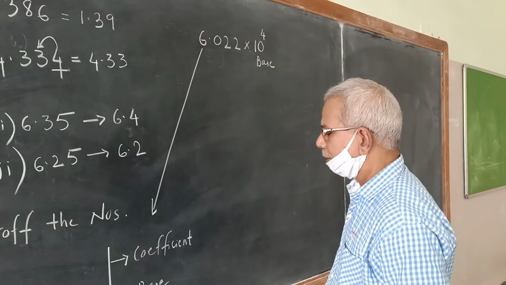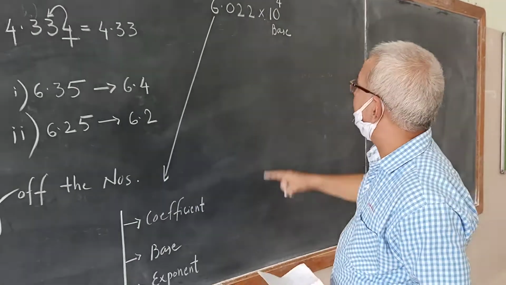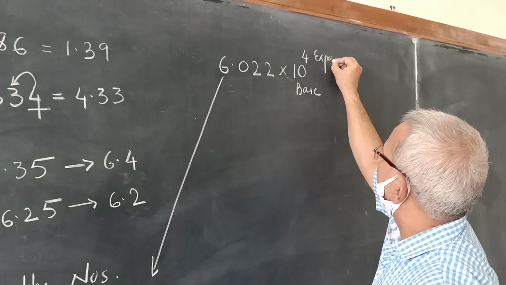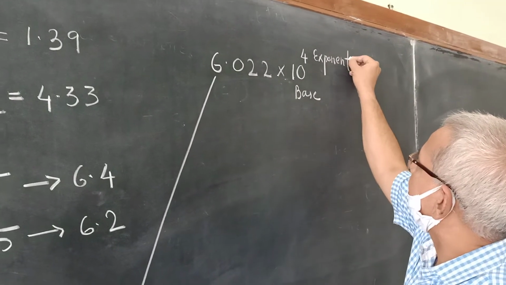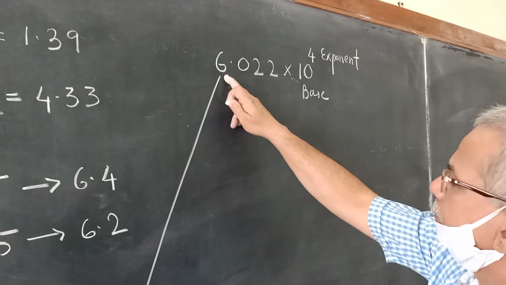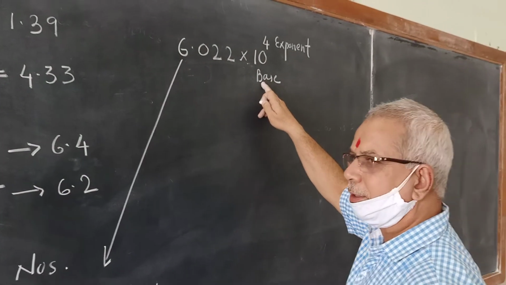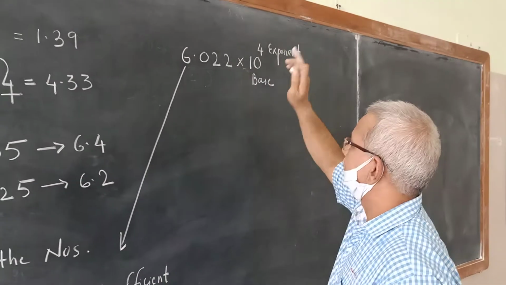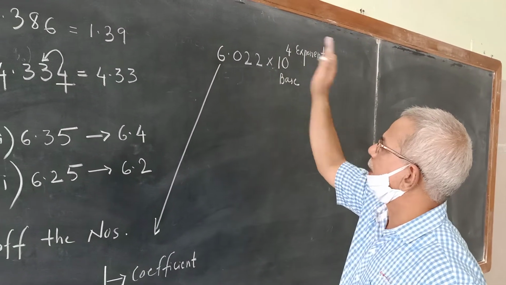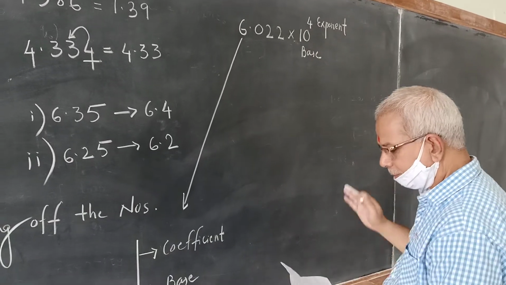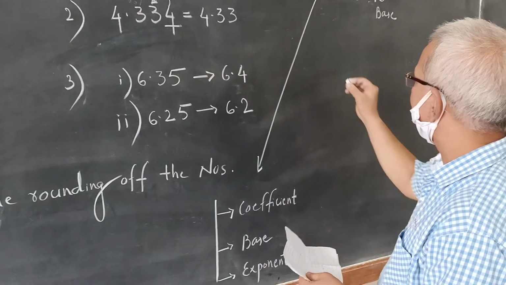Now, what is the exponent? This is the exponent, which tells us 10 to the power how much. The coefficient goes from 1 to 9.99, 10 is the base, and this is the exponent. This is the way to write a number in scientific notation. I have taken some examples here.